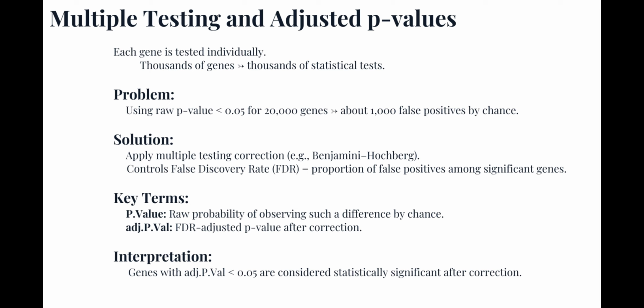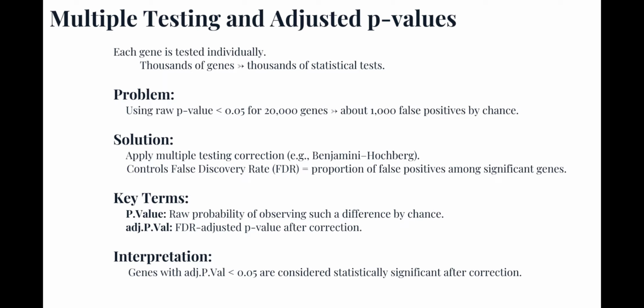But here is the problem. In a microarray experiment, we are not testing one or two genes. We are testing thousands of genes at once. So if we use a simple p-value cutoff of 0.05, that means 5% of the genes could look significant just by chance, even if there is no real difference in their log FC values. So out of 20,000 genes, about a thousand false positives would appear significant purely by random variation.